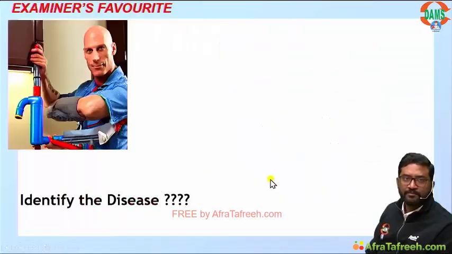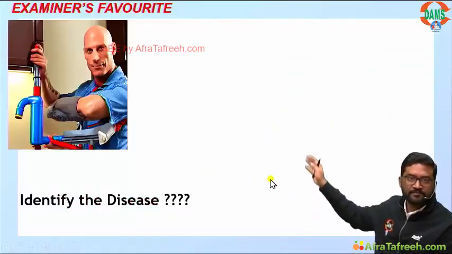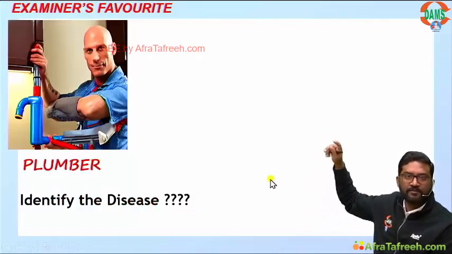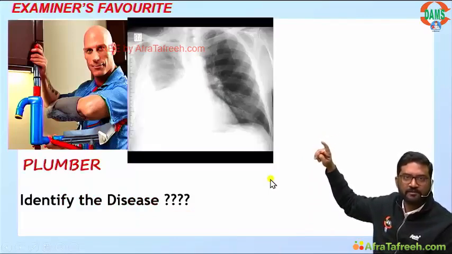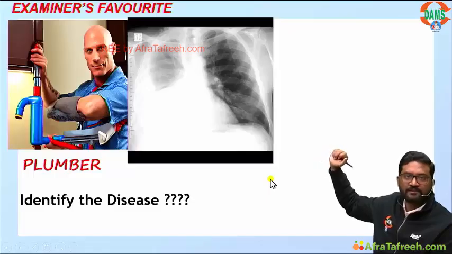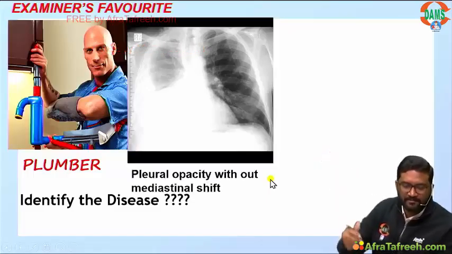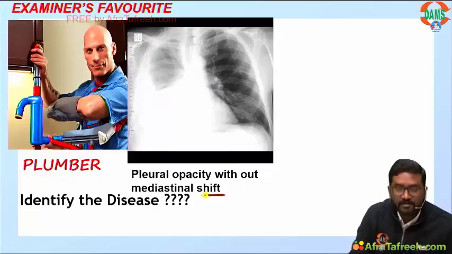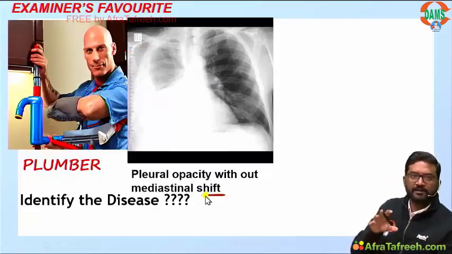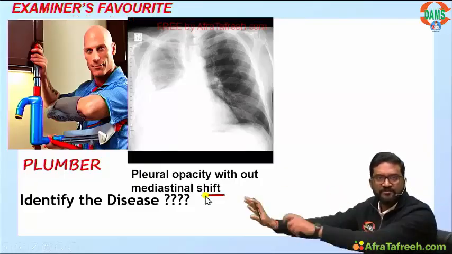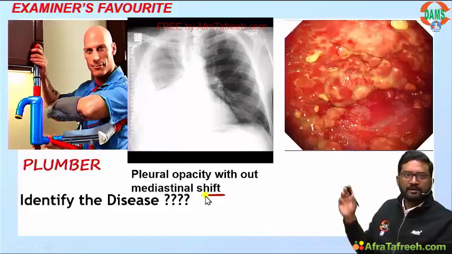Now coming to the examiner's favorite. See, the examiner's favorite is not that person. He was a plumber by occupation. And on the chest X-ray, you see pleural opacity without mediastinal shift. Whenever there is any pleural opacity or any pleural space occupying lesion, it should cause a push. But here there is no push.